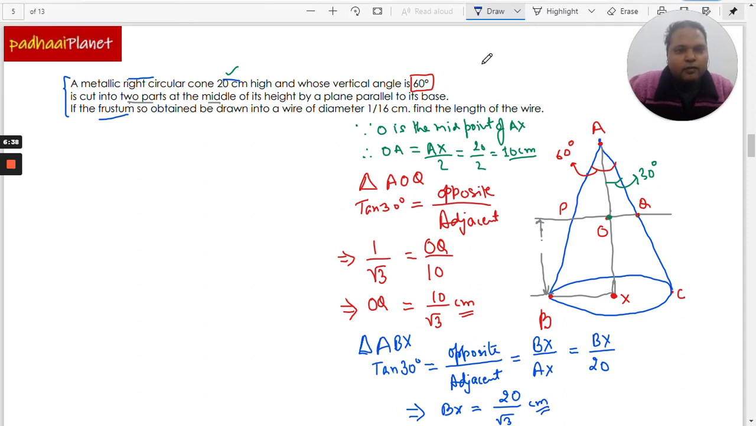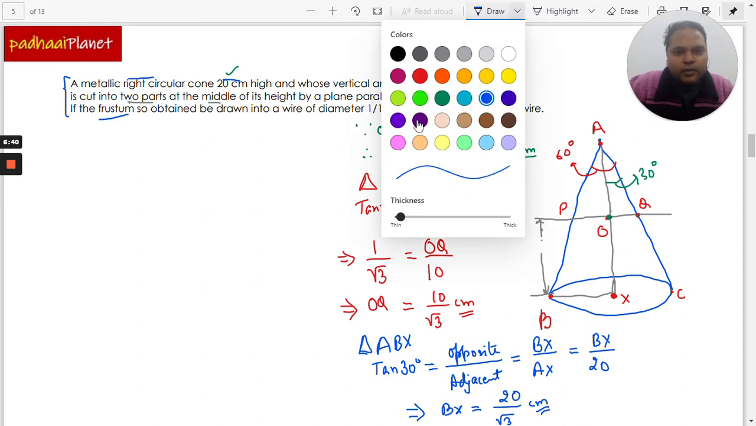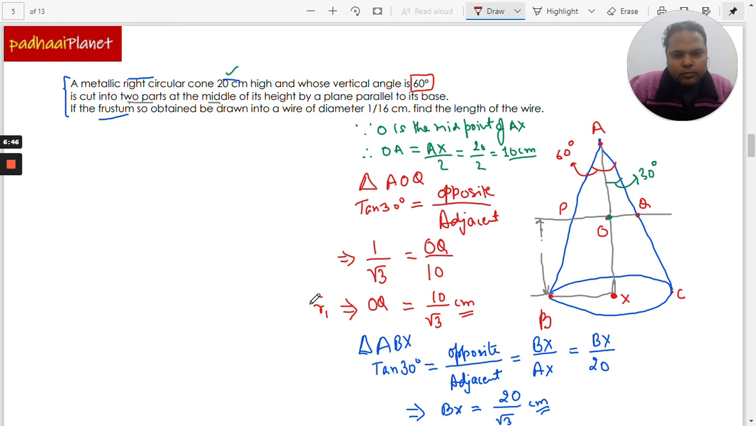So now what we have got is the value of R1, that's OQ, right? And we also got the value of R2, that's BX, right? So this was the R2 suppose, and this was the R1 suppose, right? So we have got these two values.